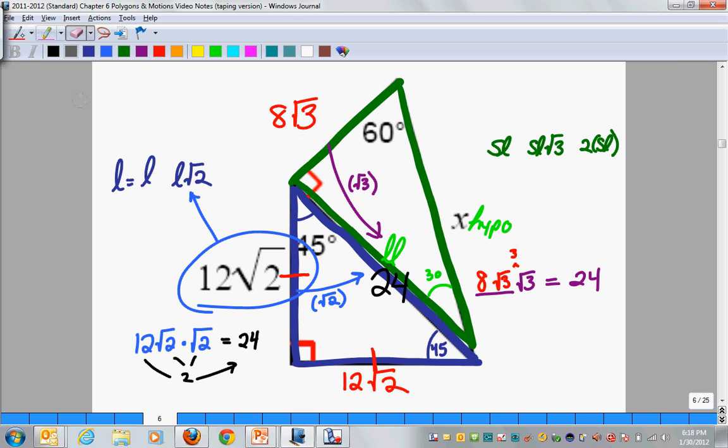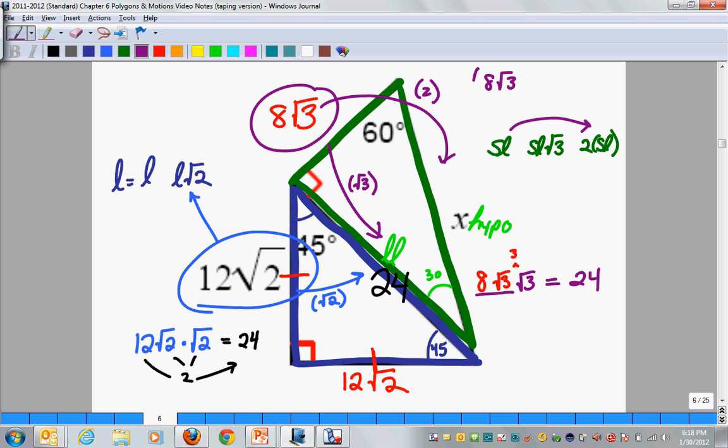Now to go to the hypo, our table says we simply times by 2. So we're going to have 8 square root of 3 times 2. In this case, only the outies influence each other. So we're going to end up with 16 square root of 3. So our hypo is going to be 16 square root of 3.